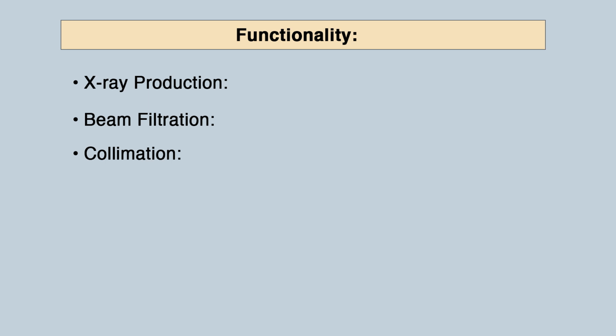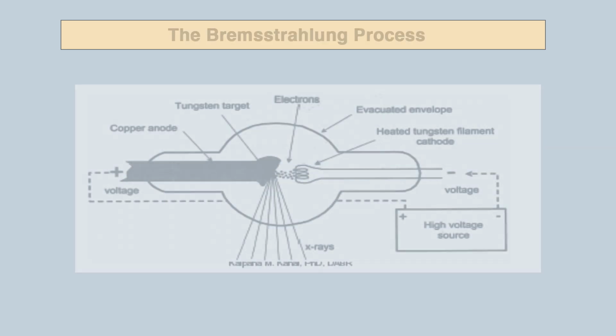Beam filtration. A filter, typically made of aluminum, is used to remove lower energy X-rays from the beam, which are less useful for imaging and contribute to unnecessary exposure. Collimation. The X-ray beam is usually collimated or focused to direct the X-rays toward the area of interest and reduce exposure to surrounding tissues.